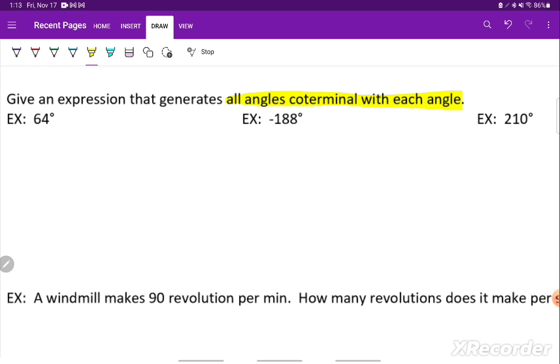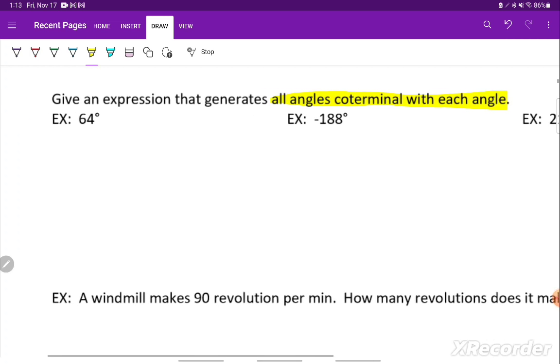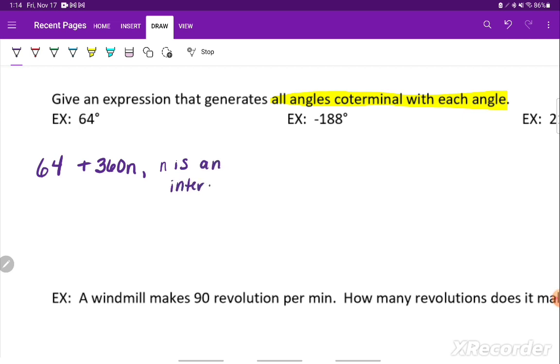We know that coterminal angles' measures vary by a multiple of 360. So we're just going to take our angle, whatever it is, and tell it that we want to add or subtract multiples of 360 degrees. And the way that we do that is by saying plus 360 times n, where n is an integer. Remember that integers are positive and negative counting numbers.